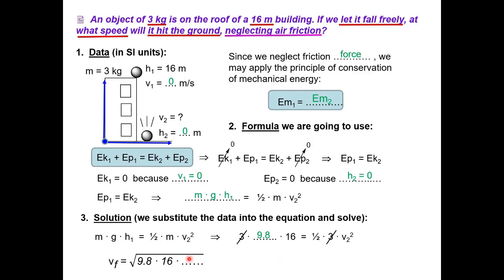To find the value of the unknown, we must solve the square root. Try to fill in the gap. The solution, rounded to 2 decimal places, is 17.71 meters per second. This is the end.